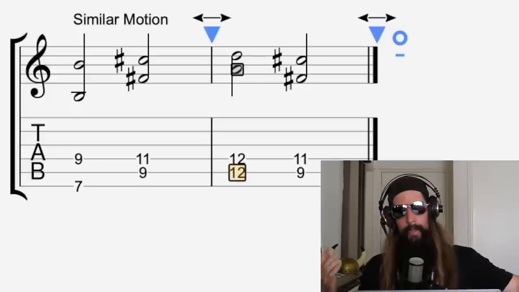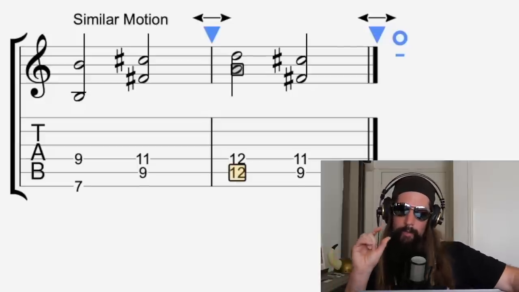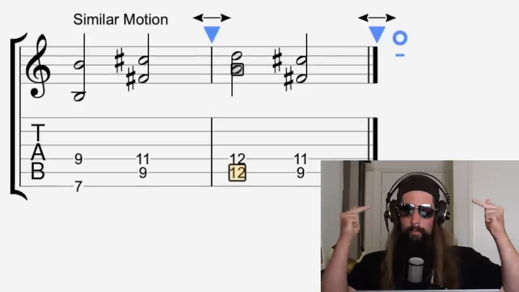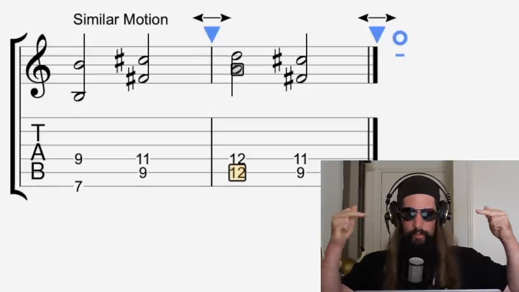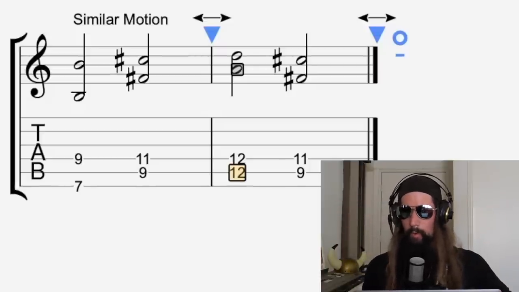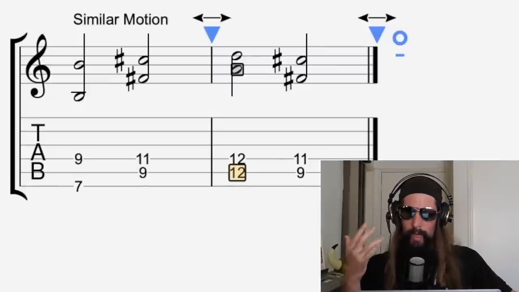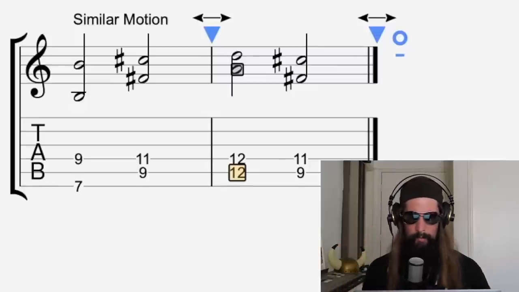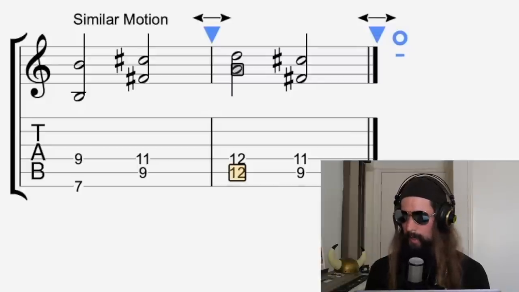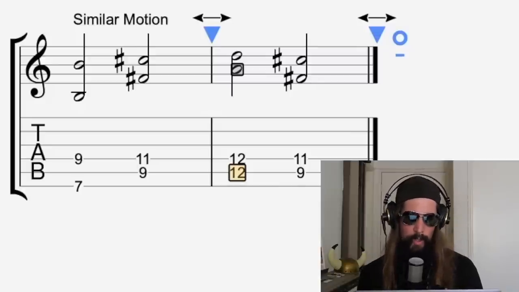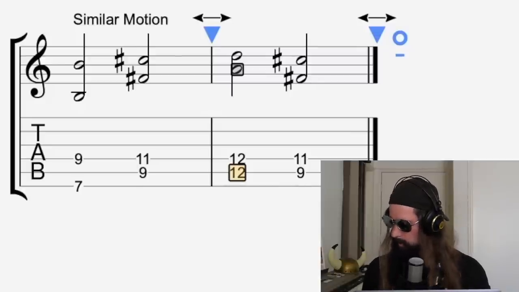Now, let's be honest, just knowing a little thing like this is totally mind-blowing. It can change your riffs for the better and make them more interesting. You don't have to just move that power chord shape around in parallel motion all the time. It's not like it's illegal to try something else, just in case you were unaware.